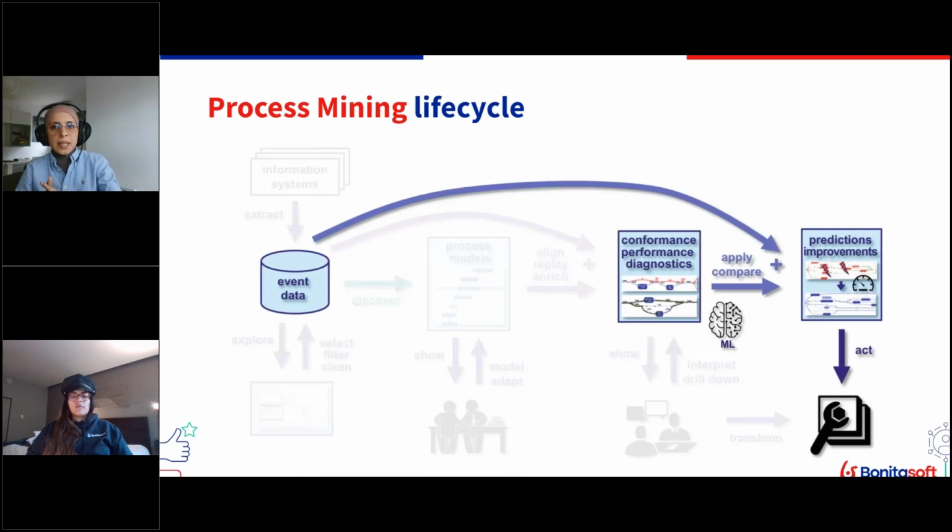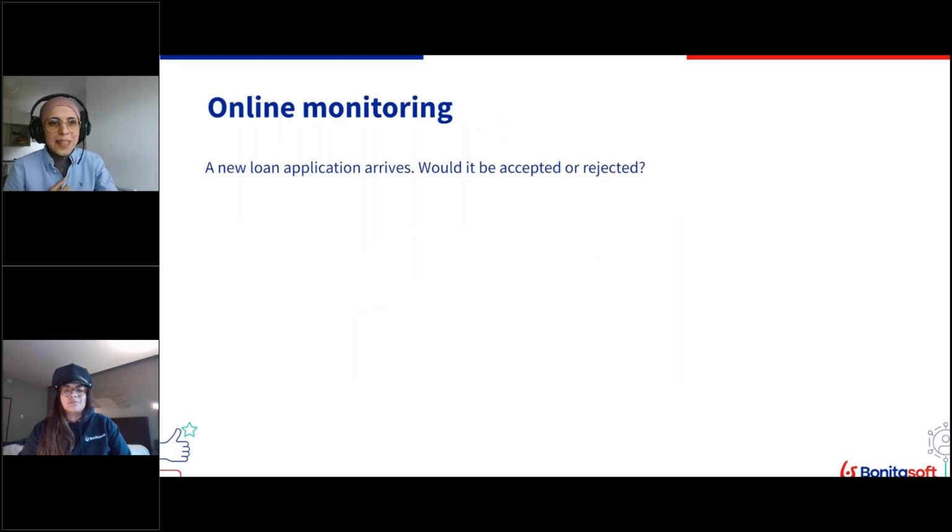So all previous analyses that I've showed you are done in an offline setting. However, there are online techniques such as predicting and recommending actions in real time during the execution of a process instance. And here, typically, machine learning algorithms are employed for these predictive and prescriptive tasks. Let me show you some examples of online or real-time monitoring and predictions in process mining.